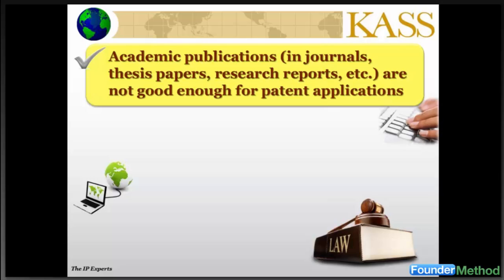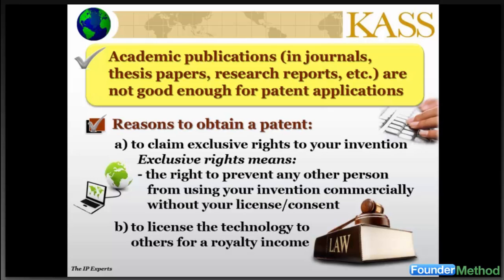Now, before we go further, we need to know the reasons why you obtain a patent, and what's required in a patent. The reasons to obtain a patent are basically twofold. First, you want to get exclusive rights to your invention, especially those inventions which have some commercial potential. Exclusive right means you don't want others to benefit from your invention or use it. If they want to use the invention, you expect them to take a license from you.